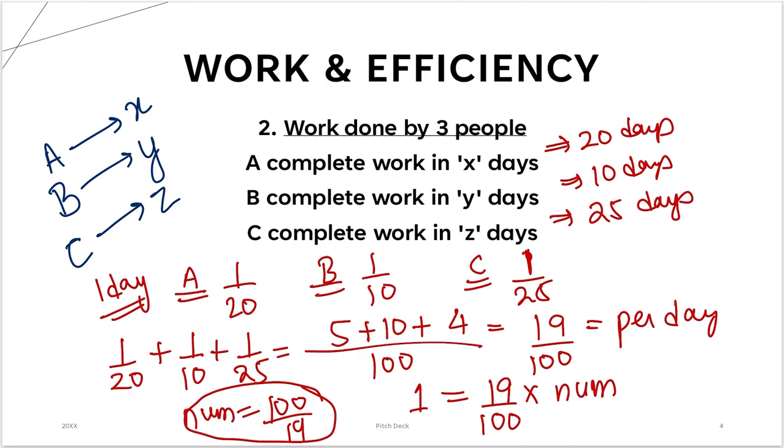I hope this is clear. If you solve this, it will come out to be around 5 days. Each of them is taking 20, 10 or 25 days, but if they come together, they can complete the work in 5 to 6 days, 5 point something. So 5 days they will take to complete the whole work if they all come together.